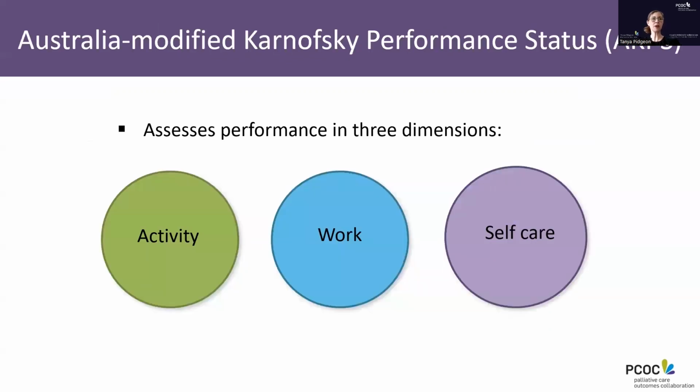The Australian Modified Karnofsky Performance Status is our next tool. And this tool is a measure of the patient's overall function or ability to manage their own activities of daily living across 3 domains. It is a single score of increments of 10 between 0 and 100 and assigned by a clinician based on the observations of a patient's ability to perform common tasks.